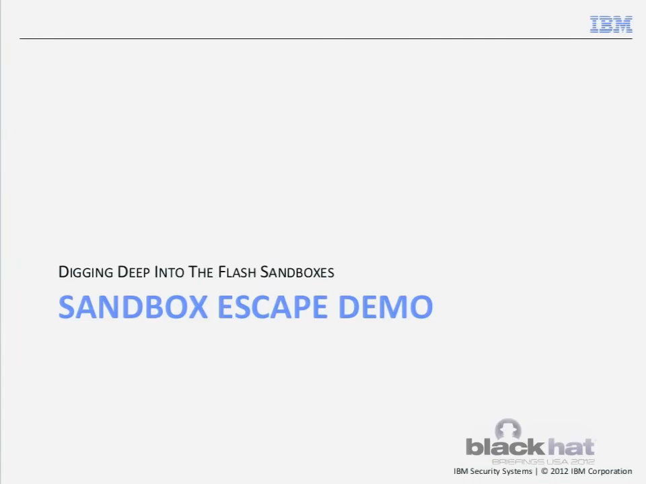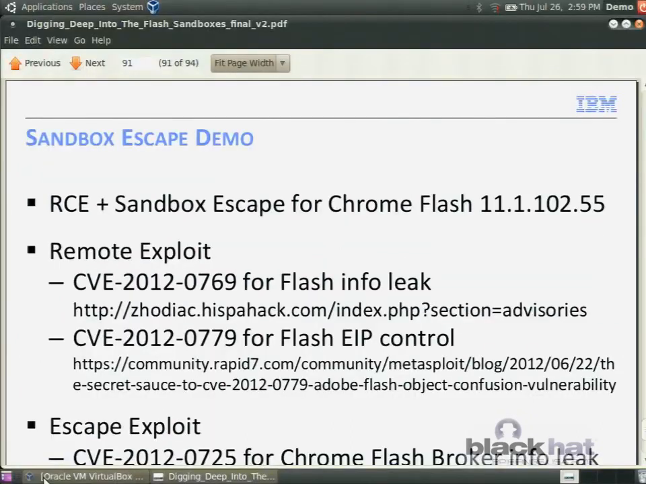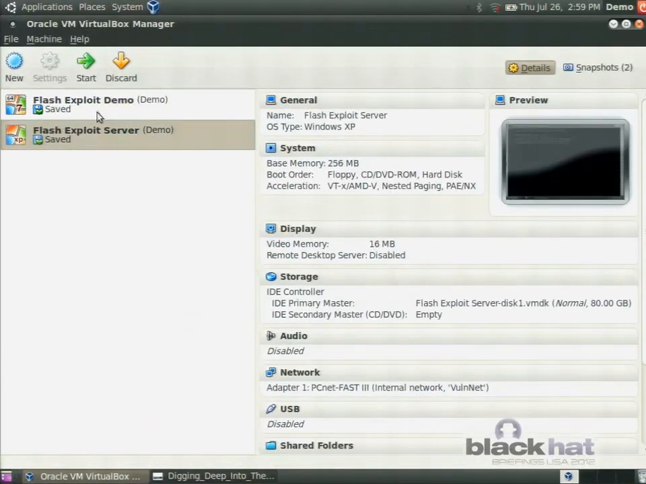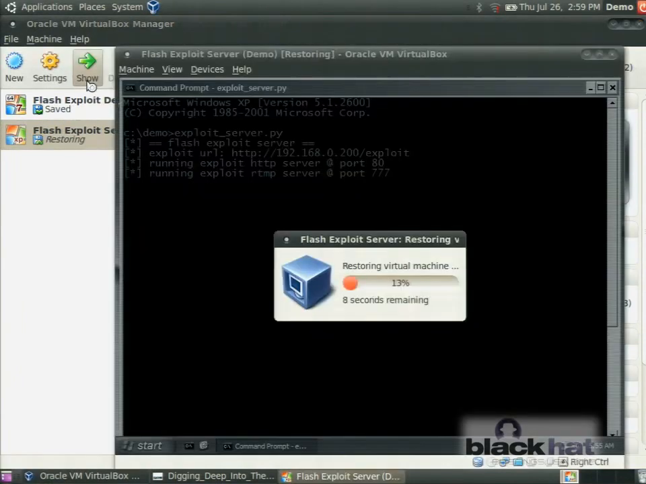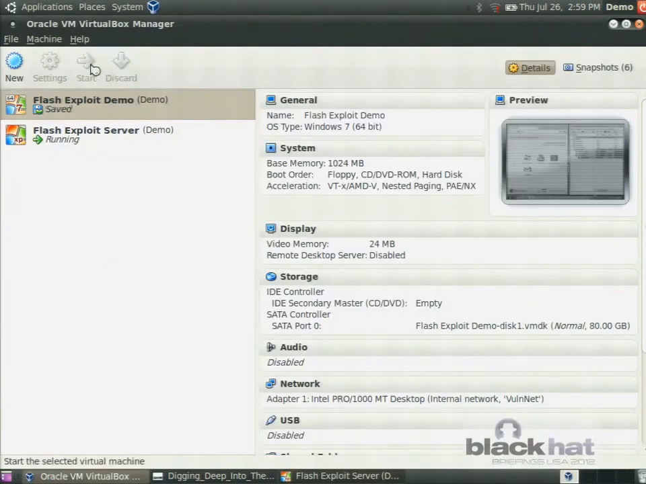Okay, we're going to demonstrate a sandbox escape. In this demo, we'll be using three different vulnerabilities, two for the remote exploit, and one escape exploit that we found in Chrome Flash earlier this year. Okay. So in this demo, we'll be using two machines. One is the machine that serves the exploit, and the other one is the victim machine.